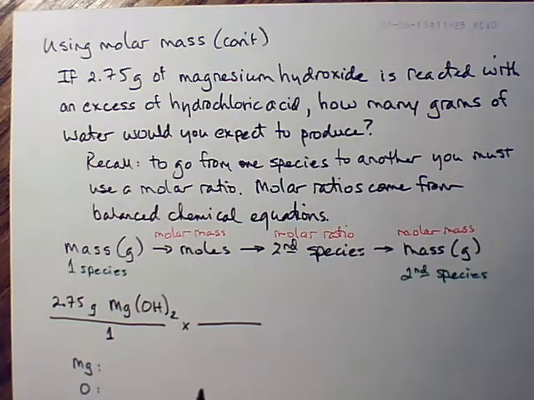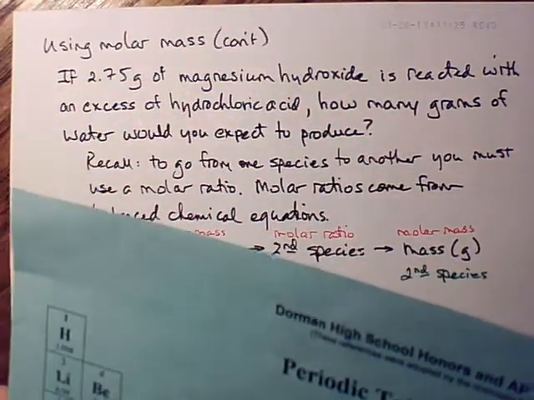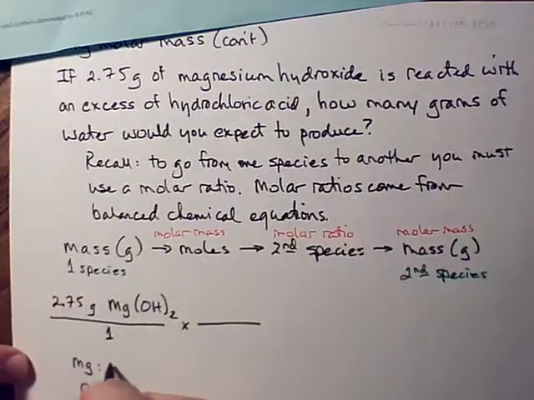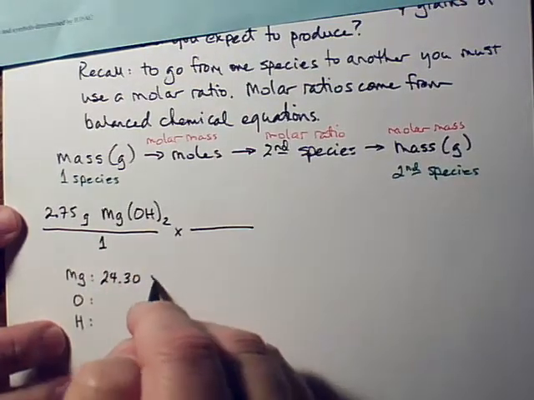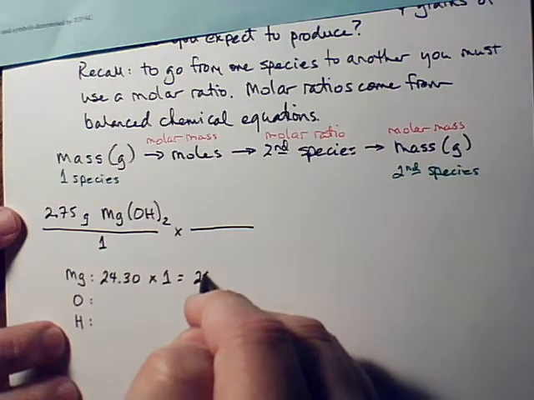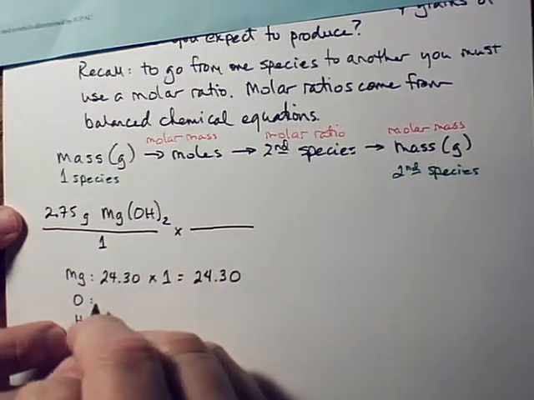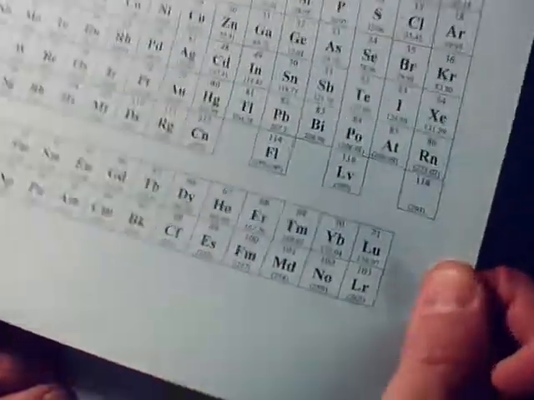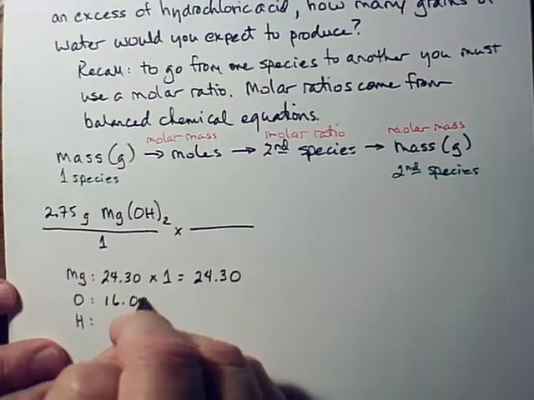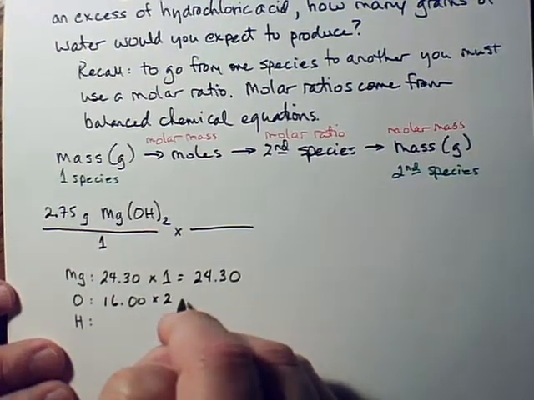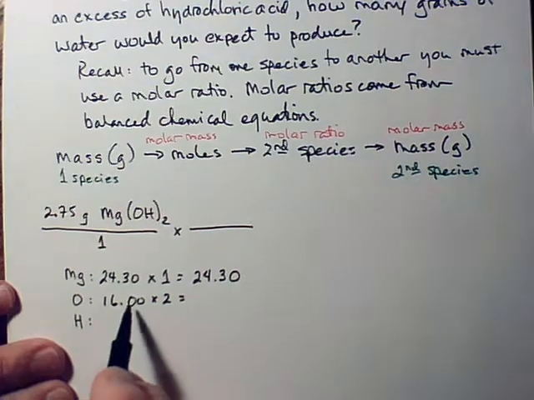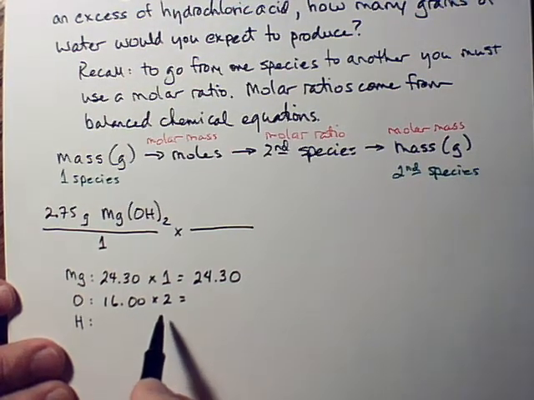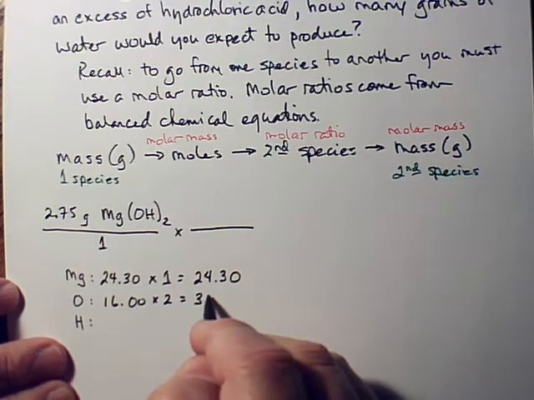Doesn't matter. You could do it first. I said I'm going to do it one step at a time. Okay? So magnesium we have listed on your periodic table for the test anyway is 24.30. And we only have one of those. Oxygen on your periodic table for use on tests is 16.00. And we have two of those. Now remember, this is just like adding 16.00 to itself twice. So we're going to keep both zeros after the decimal, okay? So 2 times 16 is, that right?